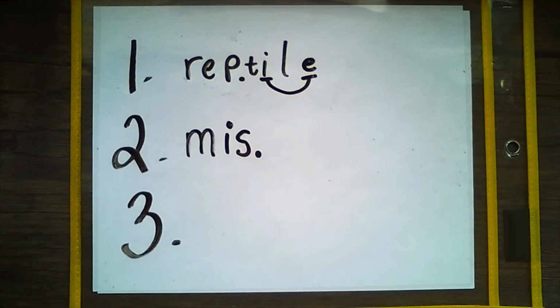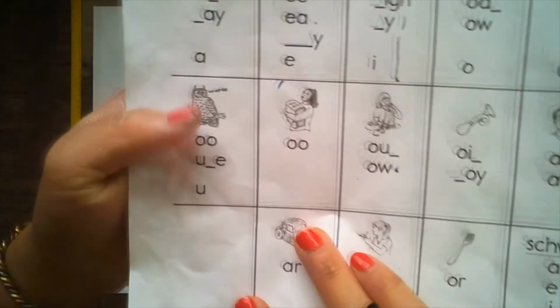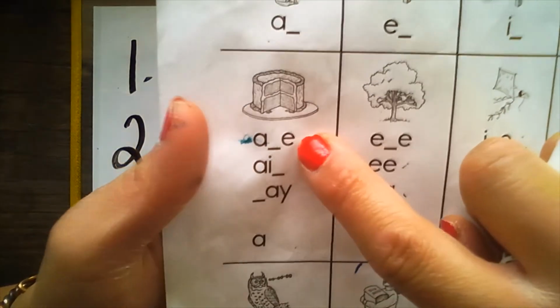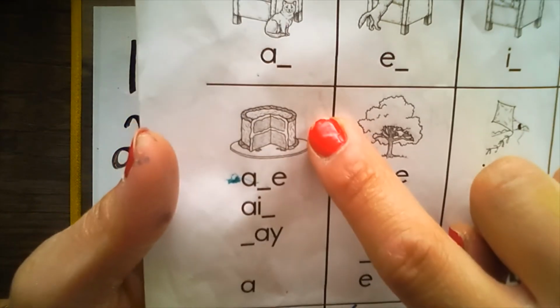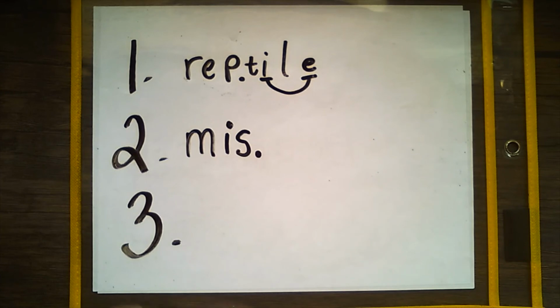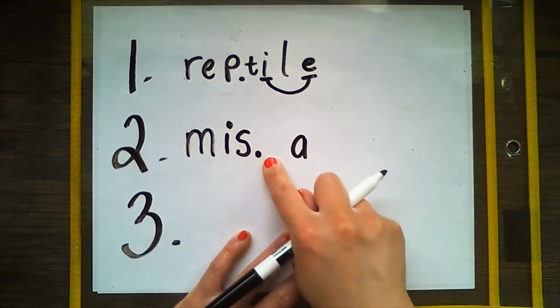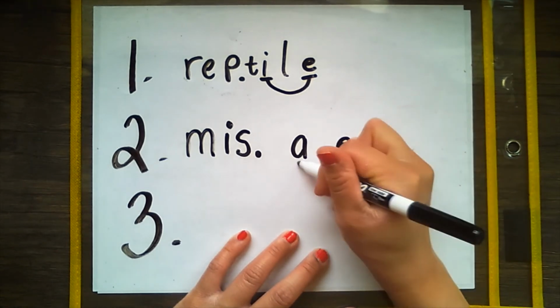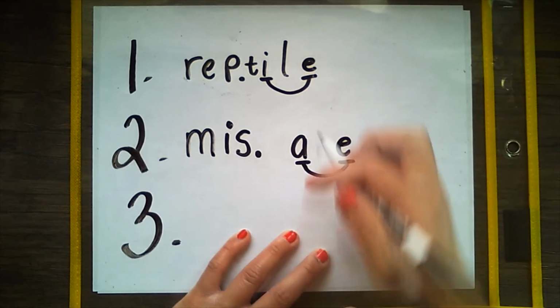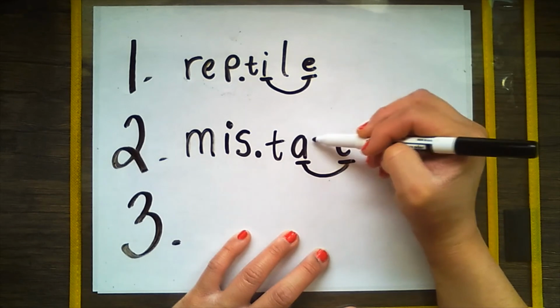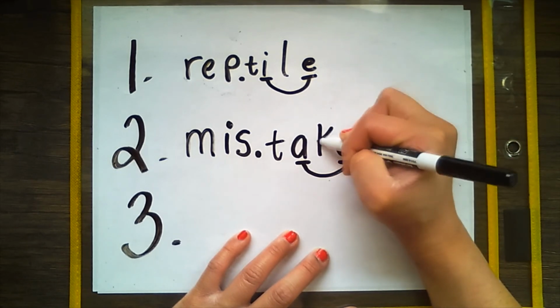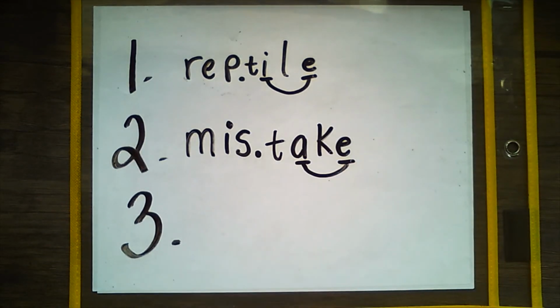Which A? Let's take a look. You're going to use the AE spelling for the A sound. Miss. Take. I'm going to write my sound first so I don't get confused. T, t, a, k, k. That's going to be a letter K. Okay. Great job. Moving on to our last word.